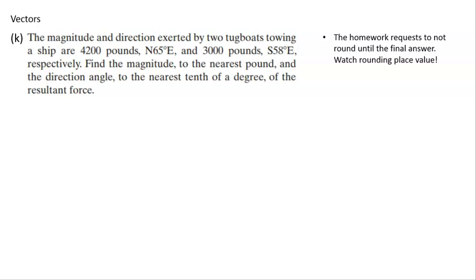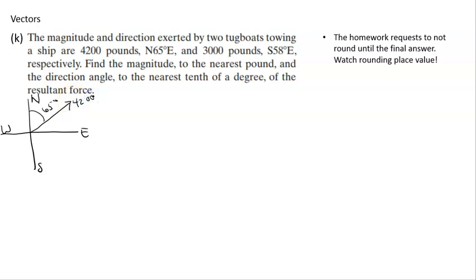So the magnitude and direction exerted by 2 tugboats this time, towing a ship, are 4,200 pounds at north 65 degrees east. First, let's represent that in terms of compass directions. Let's try it again. There we go. All right, so I got north, south, east, west. And so this 4,200 pounds is north first, and then I turn east 65 degrees. So basically about there. That's the 65 degrees. There is my vector, and the magnitude of that is 4,200 pounds.